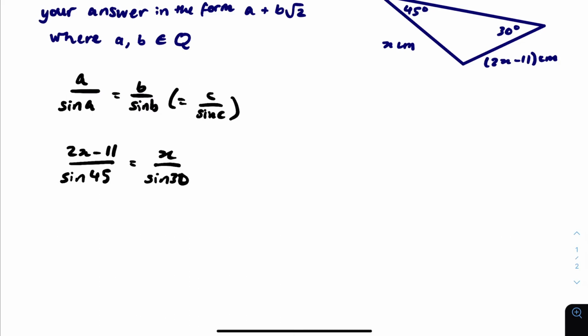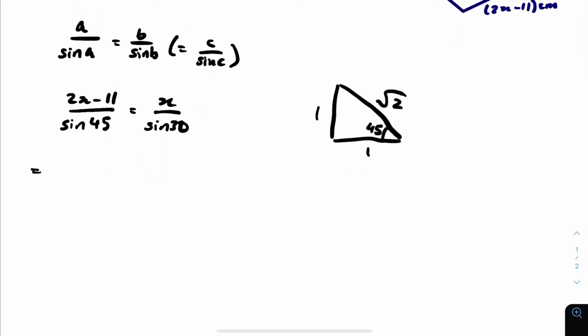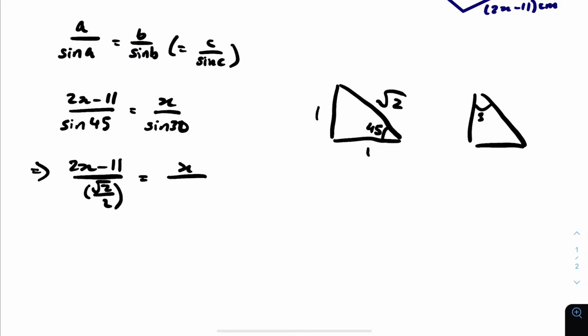So what we're going to do is just substitute sine 45 and sine 30 in here. So we know that sine 45, using this triangle over here, the isosceles triangle, sine 45 is 1 over root 2, which is just the same as root 2 over 2. So we're going to substitute that in, 2x minus 11 over root 2 over 2. And that's equal to x over sine 30. And sine 30, we can use this half of the equilateral triangle to get that sine 30 is half. It's 1 over 2 because it's opposite over hypotenuse.